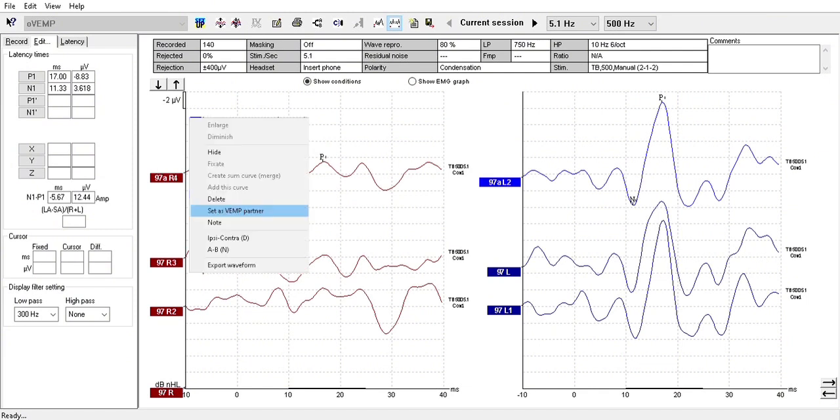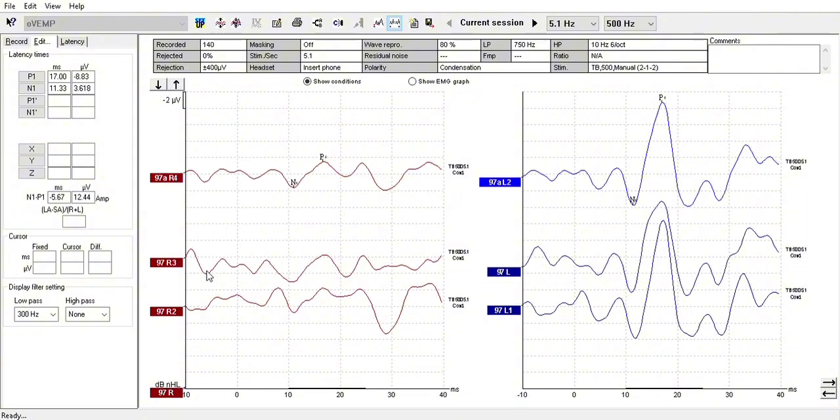When I do this, I have my options I mentioned already, hiding and deleting them. We don't want to do that, but I can set as a VEMP partner, which is what I want to do for both of my types of VEMPs, cVEMPs or oVEMPs, in this case oVEMPs. So I'm going to set that as a VEMP partner. What you'll see over here off to the left when I do that is this 0.60. This is a 60% difference between my right and my left, with my right being much smaller than the left.